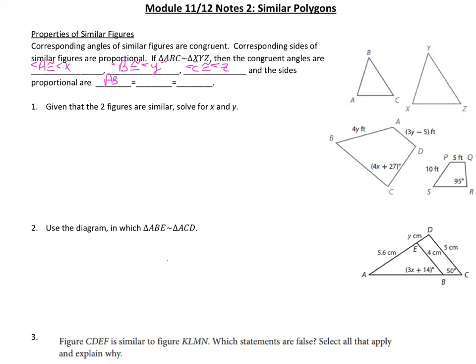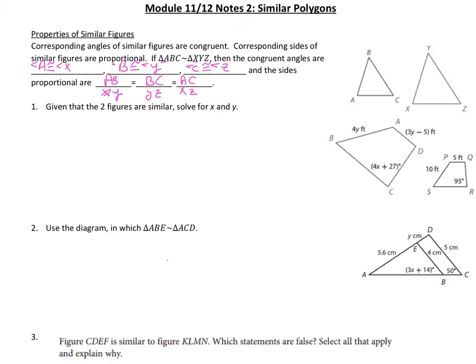So AB would be proportional to XY. So the ratio between those first two sides would be equal to BC over YZ, and then AC over XZ. So if you pair up any of the sides together from one triangle to the other, they would be equal to each other.